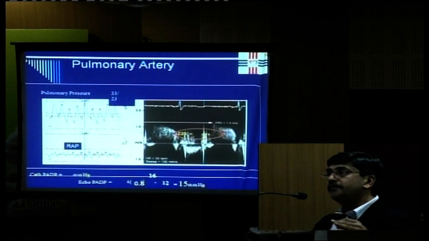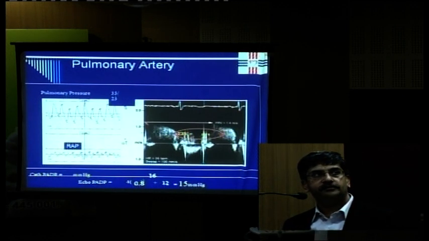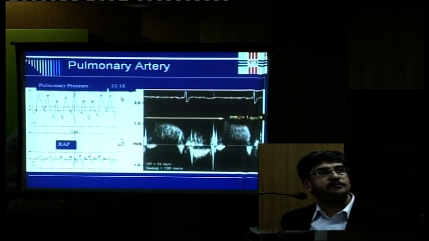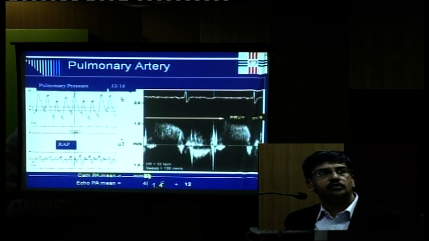If you want to know pulmonary artery mean pressure, take up this velocity. Mean pressure here is 23. Let us see how it comes to over here. Pulmonary artery mean pressure will be 4V square of this. That was 1.4, 4V square plus RA pressure is equal to 20.